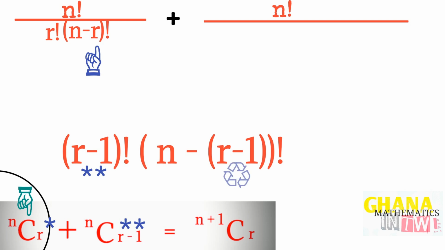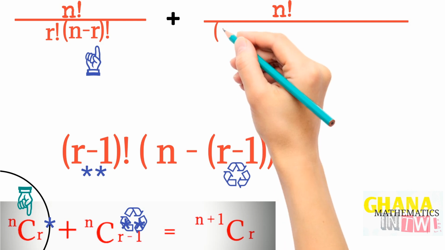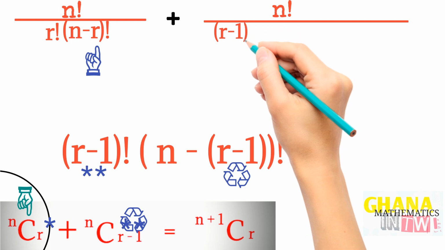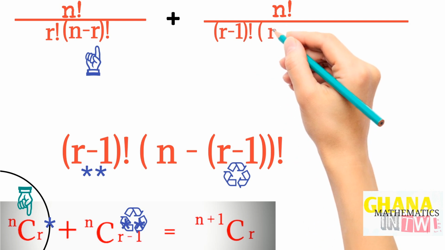Please, are you following? So the main idea is that n combination r has n factorial on top, r factorial, and then we deducted r from n and put it in a bracket factorial. Instead of writing r, I'll represent that r with r minus 1. So I have r minus 1 factorial instead of r factorial.